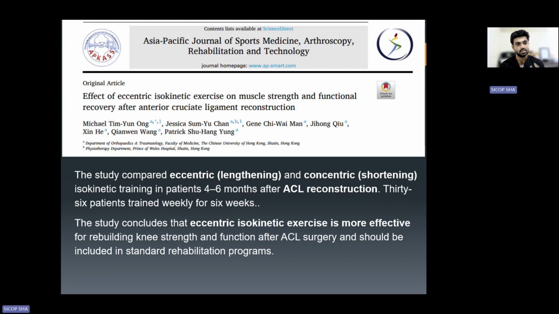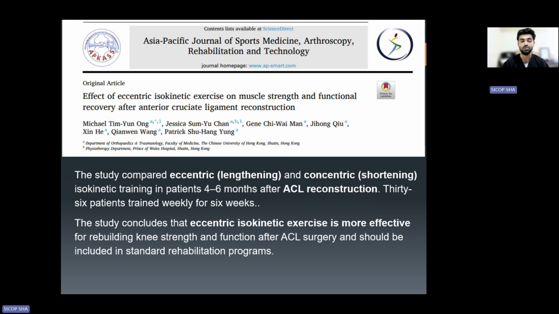This study basically compared eccentric and concentric isokinetic training. They divided the athletes into two groups. One group was given concentric-eccentric training and one group was given concentric training. In patients 4 to 6 months after ACL reconstruction, 36 patients trained weekly for 6 weeks. So this is a 6 week program. The study concluded that eccentric isokinetic exercise is more effective for rebuilding knee strength and function after ACL surgery and should be included in the standard rehabilitation program.